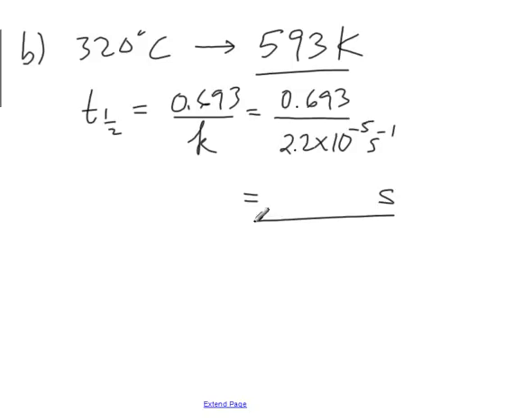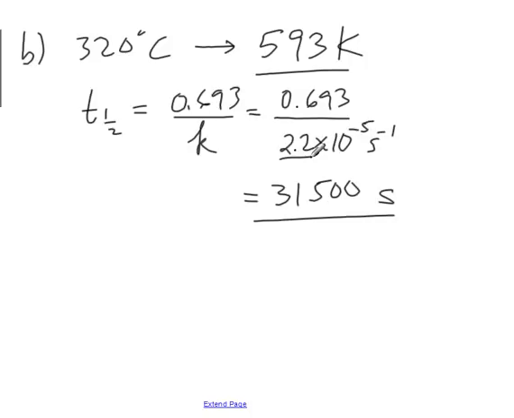Andrew, what'd you get? 31,500. Okay. If you were worried about significant digits, you'd say 3.2 or 3.1, depending on whether that was rounded off, times 10 to the 4 seconds, right? There are only two sig figs in the rate constant.